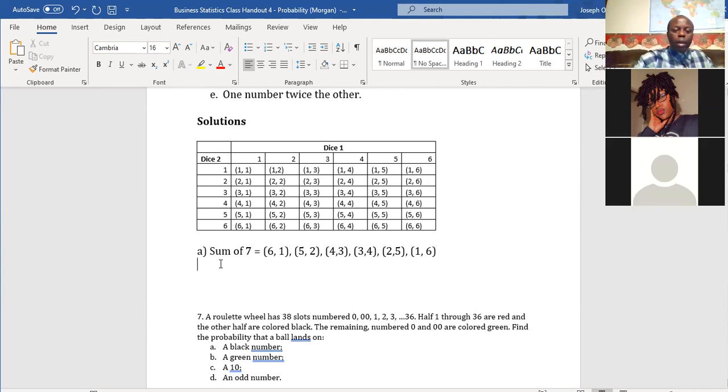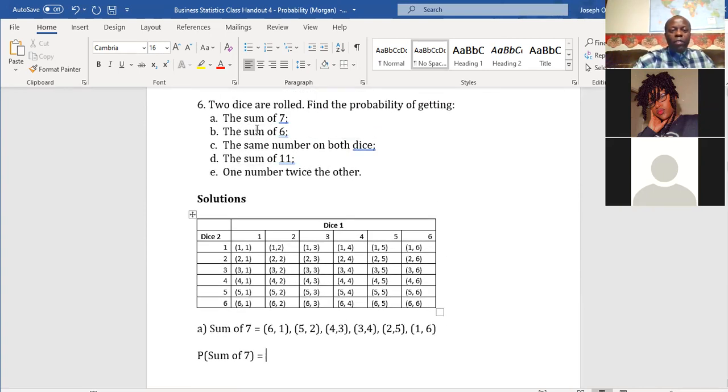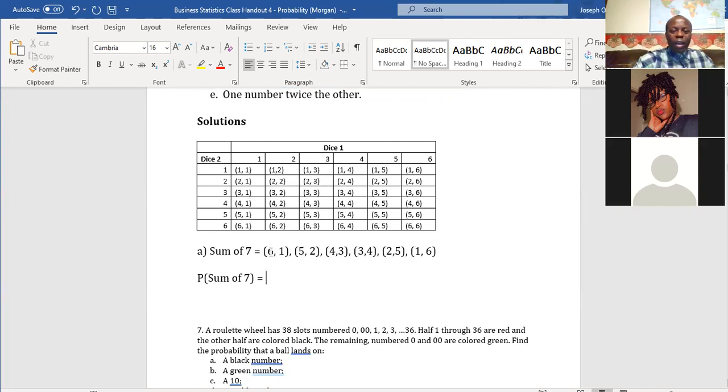So the probability of getting the sum of 7 equals, now, if you count all these sets of numbers for dice 1 and dice 2, there are 6 on each side, so that gives us 36. The sample space will be 36. You are looking for the probability of getting a sum of 7, so the number of outcomes that give us a sum of 7: 1, 2, 3, 4, 5, 6. So it's 6 out of 36, which we can get from our calculator as 6 divided by 36.